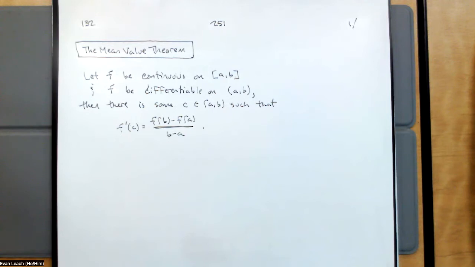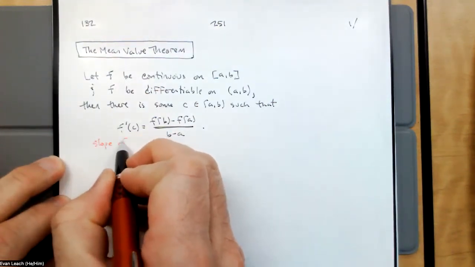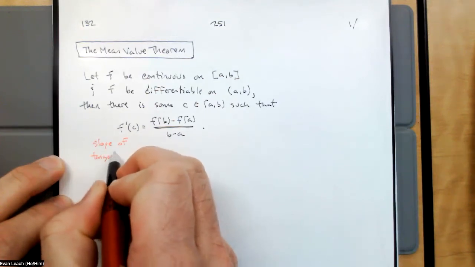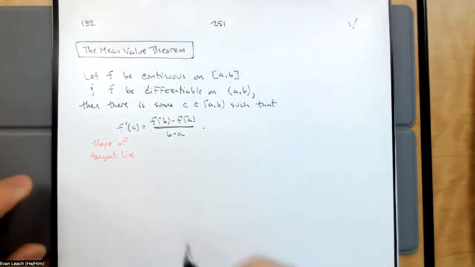If we look at what's going on on the left, we've got f prime at c. That's the slope of the line tangent to the function at a point. Then f at b minus f at a over b minus a is the slope of a secant line connecting the two endpoints. So over here we've got the slope of the tangent line, and over here on the right, the slope of the secant line connecting the endpoints.